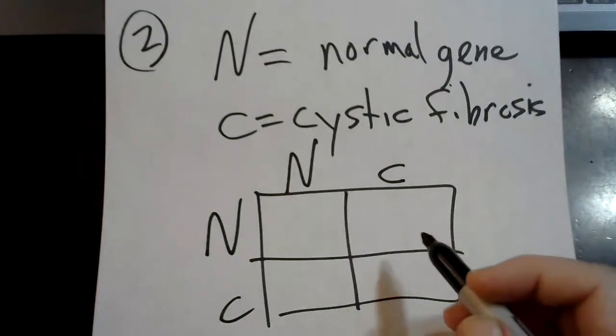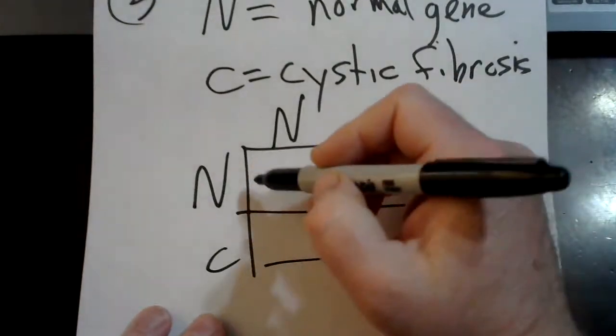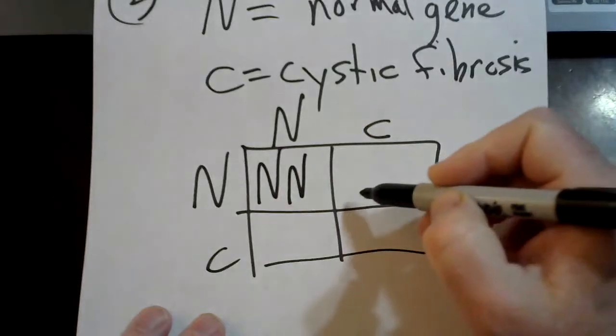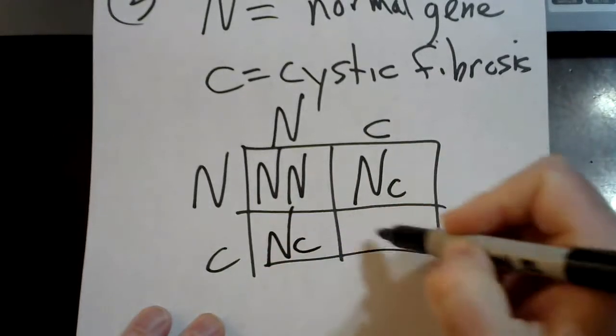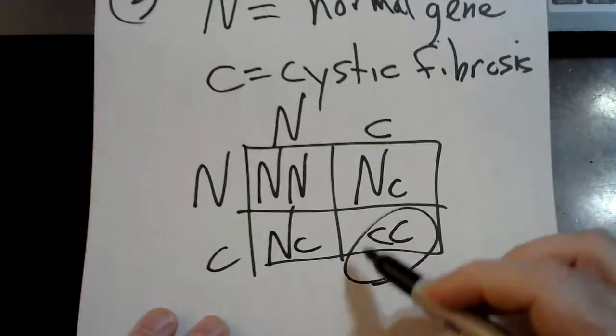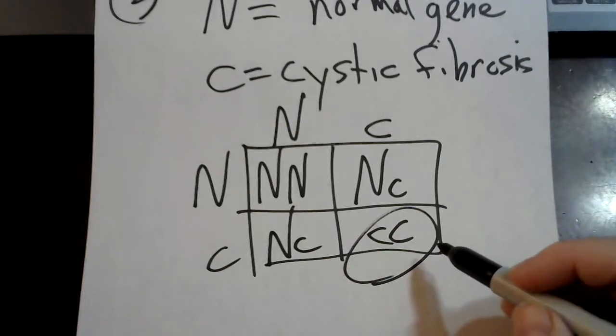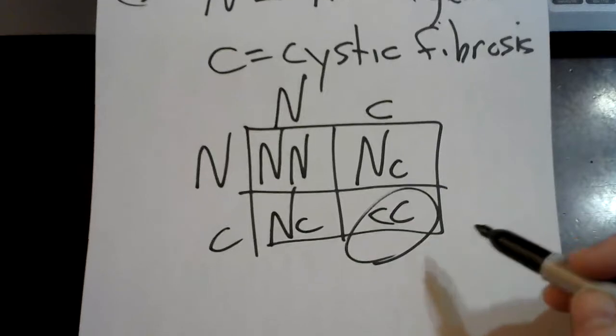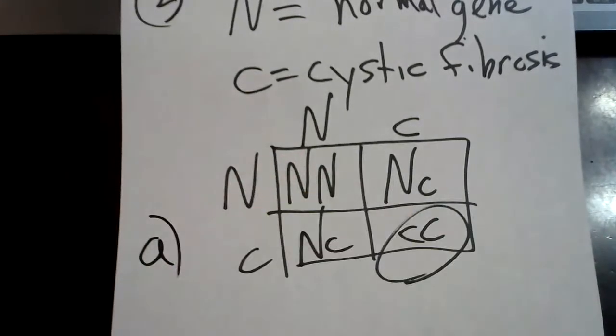Now, if a parent is a carrier, that means they have a normal gene and a cystic fibrosis gene. So if we construct the Punnett square for that, notice the first offspring will have NN, the second one is Nc, third one is Nc. It's only the last one that will actually get the disease, because you have to inherit both recessive genes, in this case, to get cystic fibrosis. So that is the Punnett square.